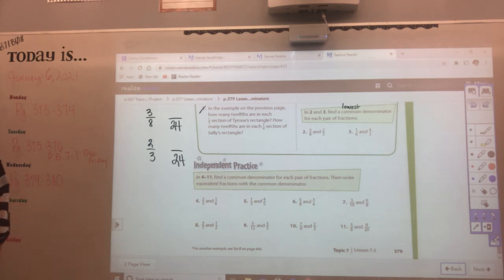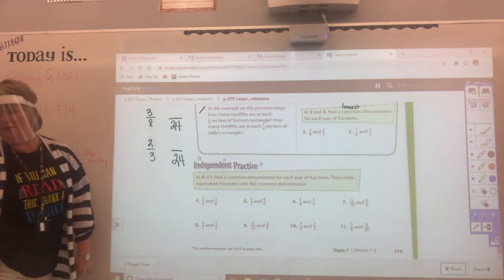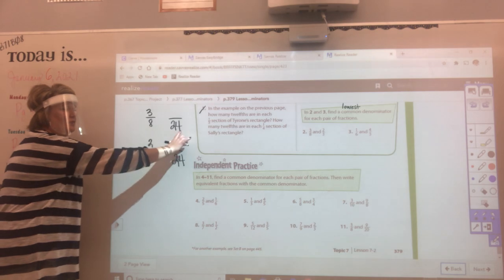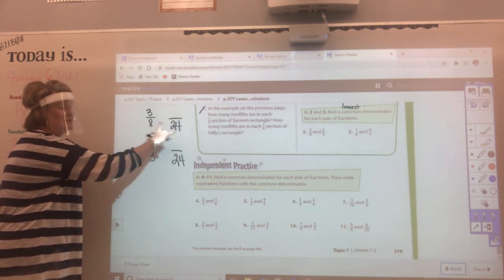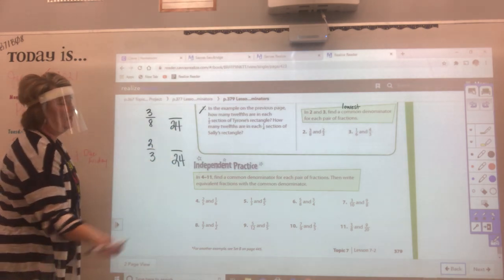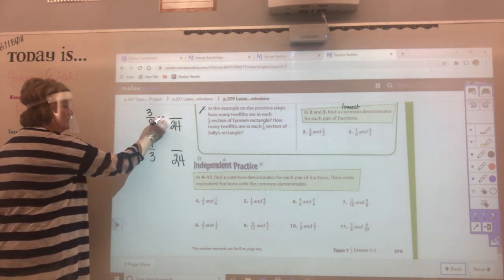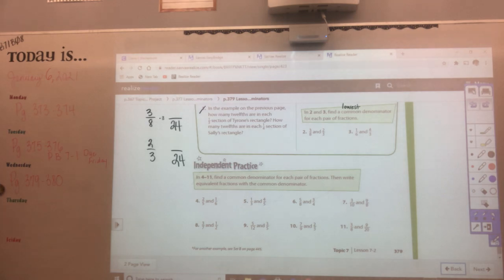Now here's what you do. You ask yourself, I need to see your eyes, how in the world did I go from 8 to 24? What did I multiply by from 8? What did I multiply times 8 to get 24? Say it. 3. So right here in the middle, I want you to put a times 3, just like this. Remember, I told you that the dot represents multiplication.